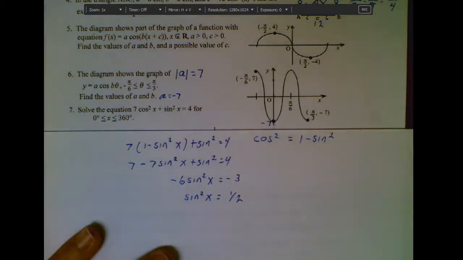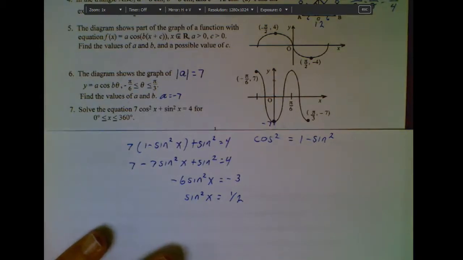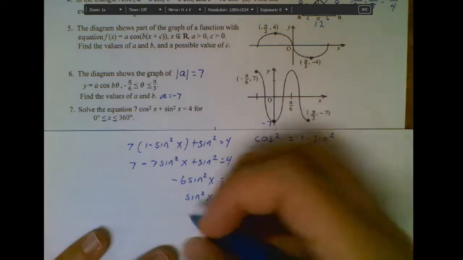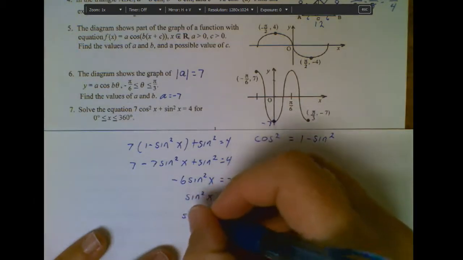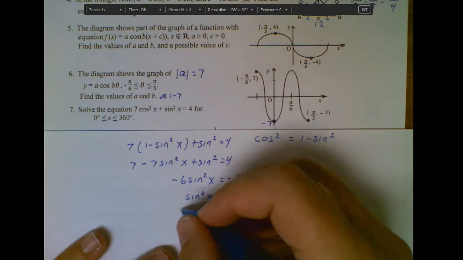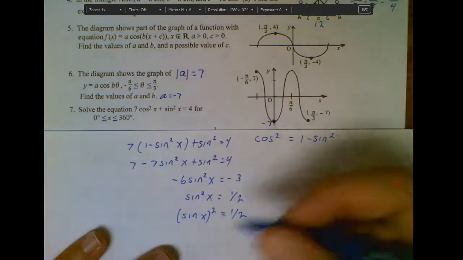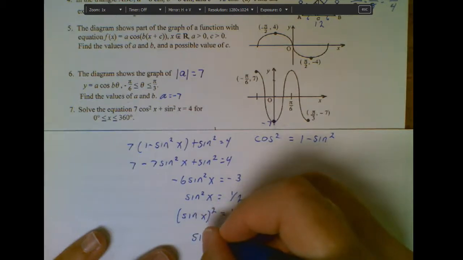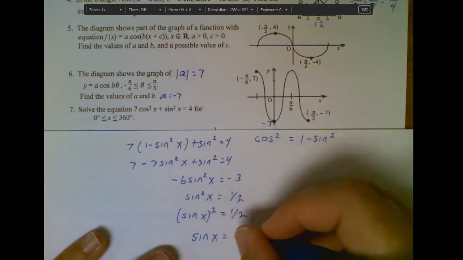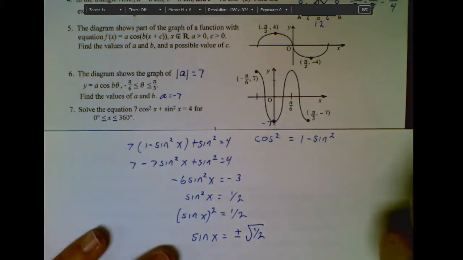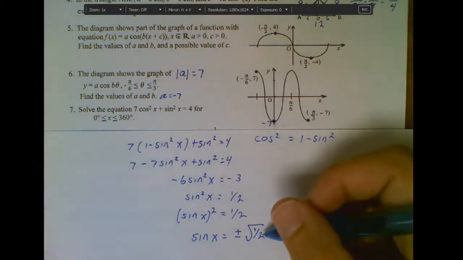And now we're back into hopefully familiar territory. Keep in mind that the sine squared of x is the exact same thing as the sine of x squared. Those mean the same thing, it's just a different way of writing it. So now I can square root both sides and say the sine of x equals plus or minus 1/2 under the radical. Little cleanup on that.